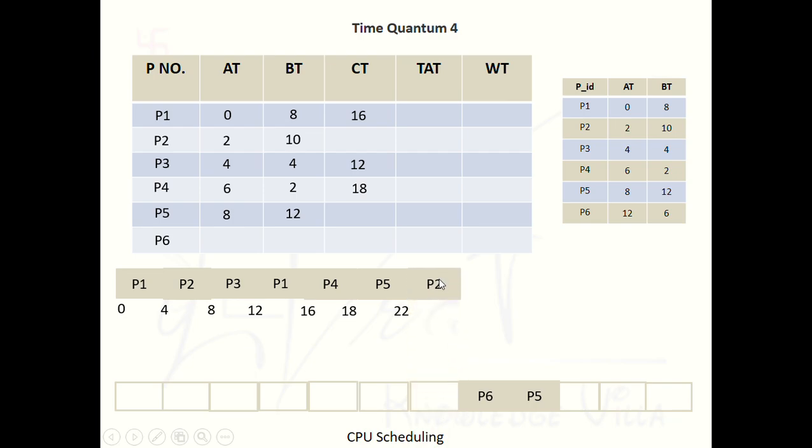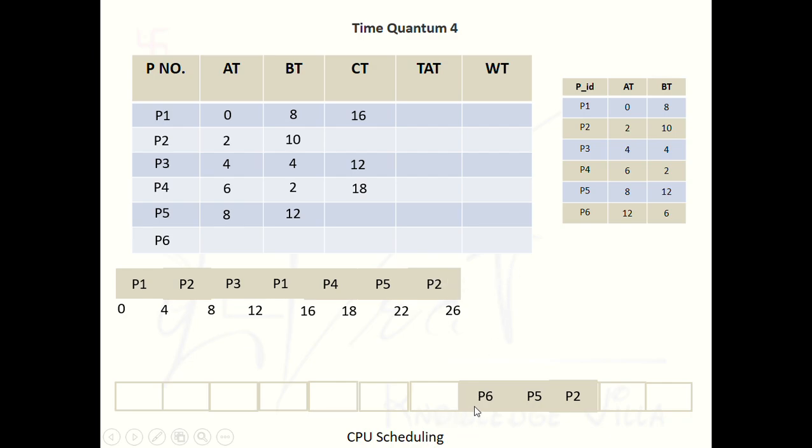P2 got the CPU from time 4 to time 8, for 4 time units, and the requirement of P2 is 10. Again we are able to allocate CPU for 4 time units as per our time quantum. So 22 plus 4 is 26. Up to 26, P2 will execute, and then P2 will leave the CPU and go to the waiting queue, because P2 again requires CPU for 2 more time units.